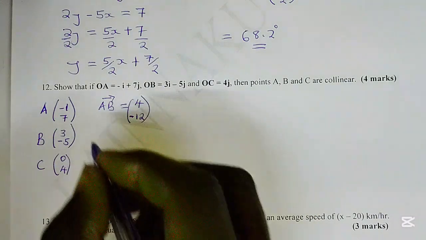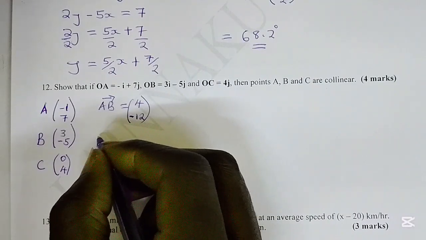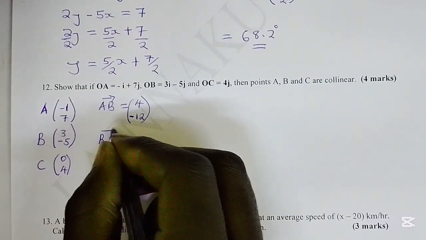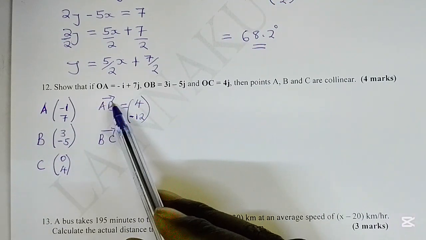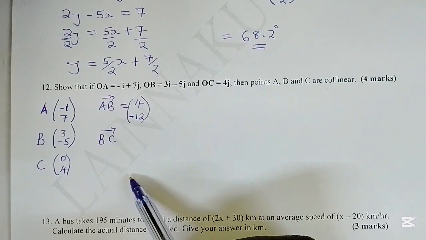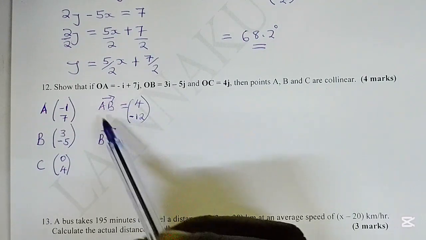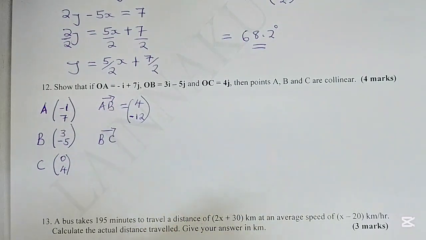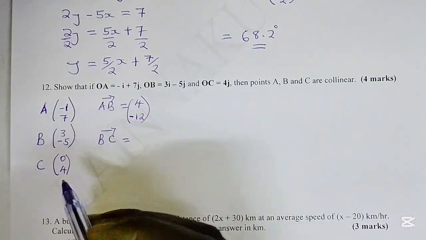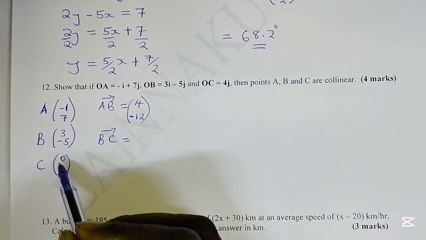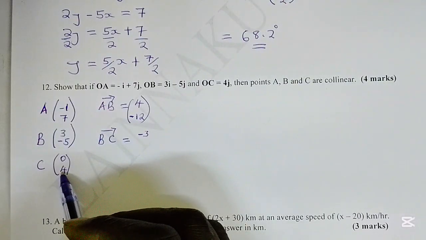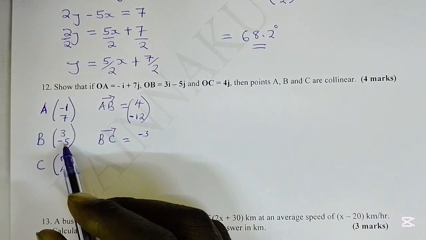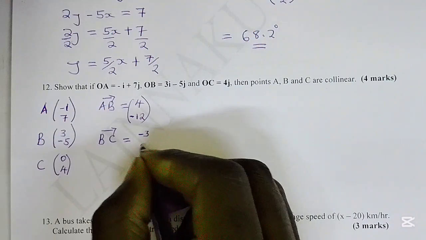Then next we can do BC. The bottom line is we are going to share a point. If we do AB, AC, they will share point A. So it means that if we do AB, BC, they will share point B. So in this particular scenario, BC means C minus B. So 0 minus 3 gives us -3. Then 4 minus -5 gives us 9.